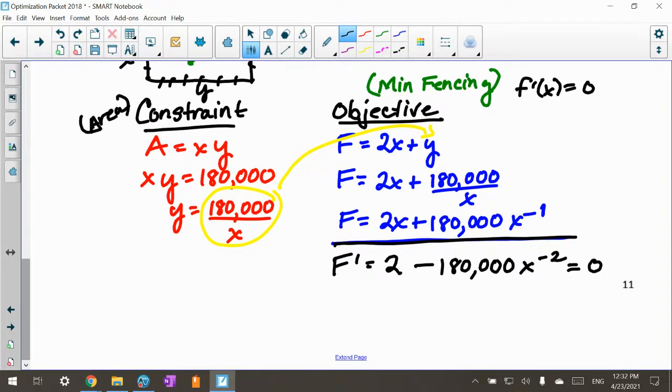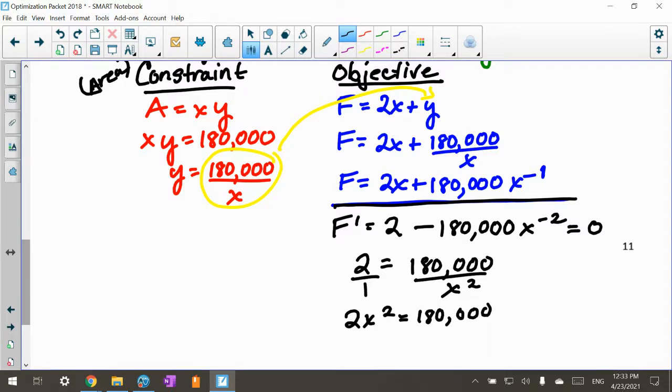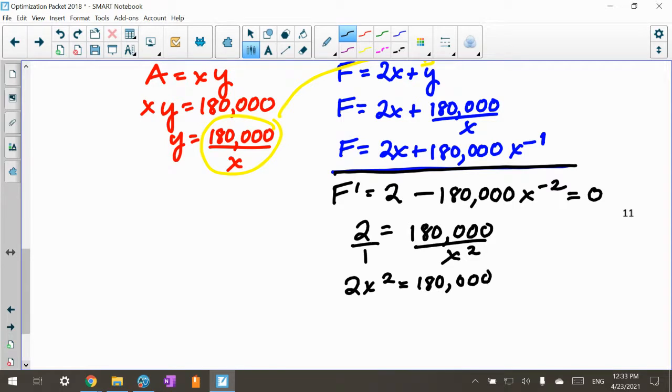What I would suggest to make this a little bit easier to solve, because everybody starts freaking out, like, how do I solve that? Write it like this. 2 is going to equal, so I'm going to move this whole part over on this side, 180,000, so it turns positive, and I'm going to put it down in the denominator, because it makes it a little bit easier to see what we're going to do. So I just basically rewrote this, put the X to the negative 2 underneath here, and then I just moved it to the other side. Then you can see, I can cross multiply. 2X squared equals 180,000. Divide through by 2, I get X squared equals 90,000.